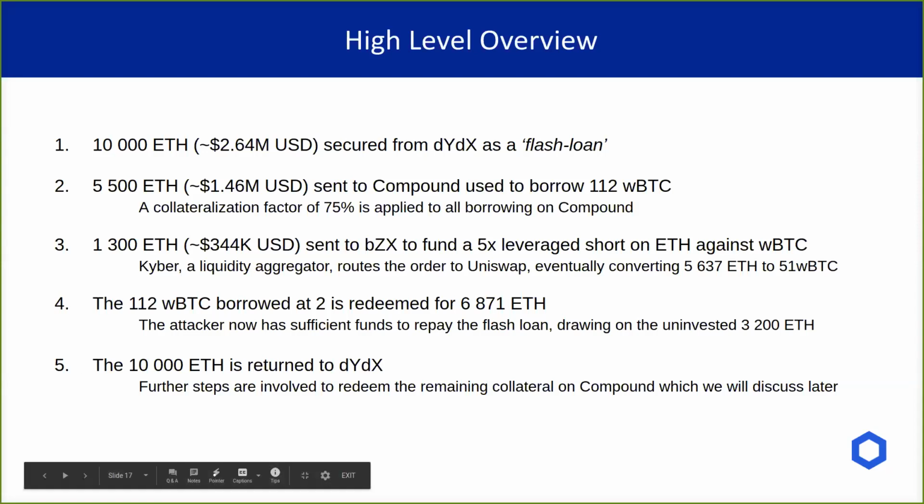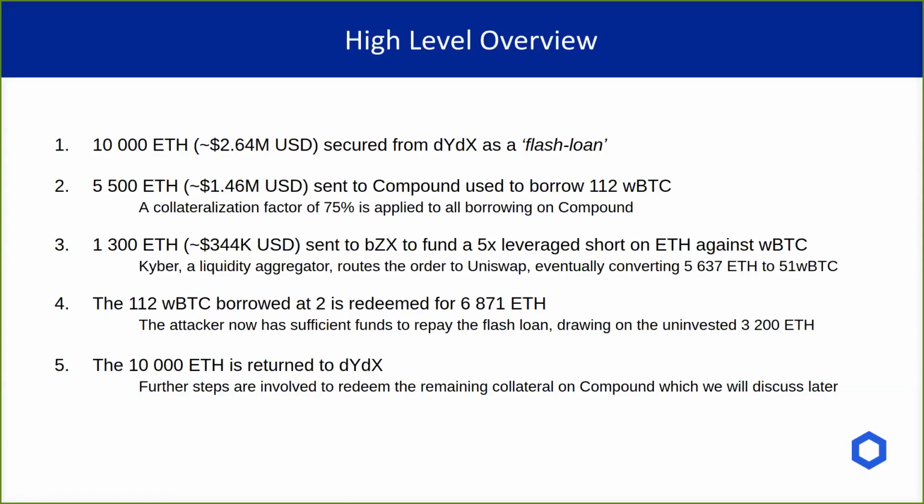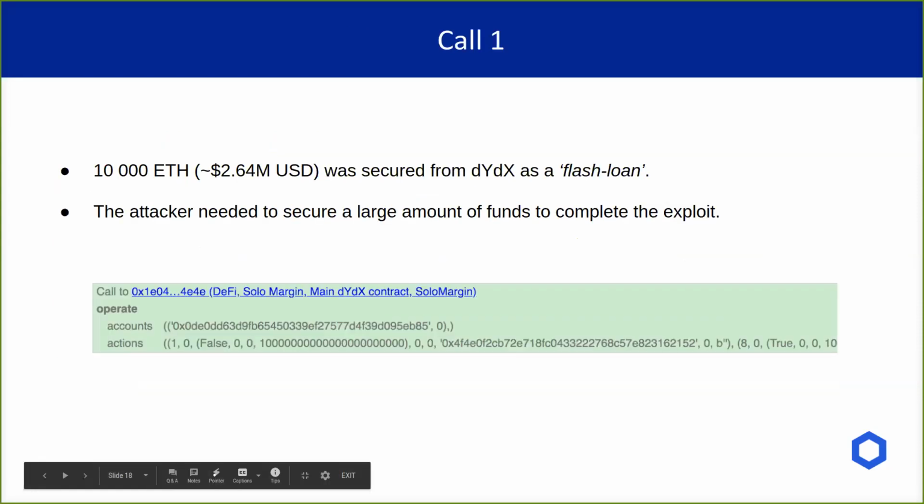So the 10,000 ETH is returned to DYDX. Now, further steps are involved to redeem the remaining collateral. The majority of the profit was derived from actually securing the collateral remaining in Compound, but we'll discuss that later.